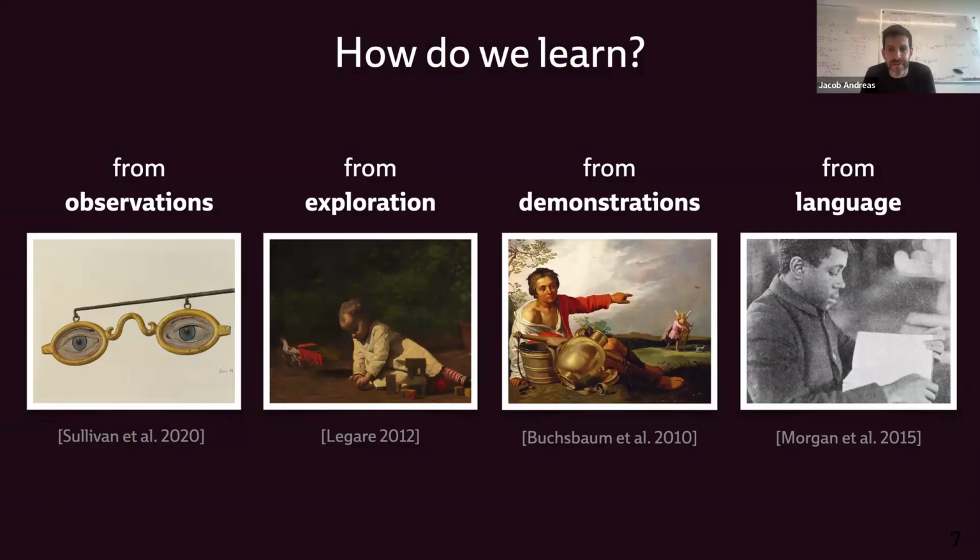By observing it passively, by experimenting actively, by paying attention to the behavior of the skilled teachers who are around us. And maybe most importantly, and especially if we're interested in building systems with human-like intelligence, we learn from language, which tells us not just what to do, but how to do things and why to do things and what the world is like in a general way.